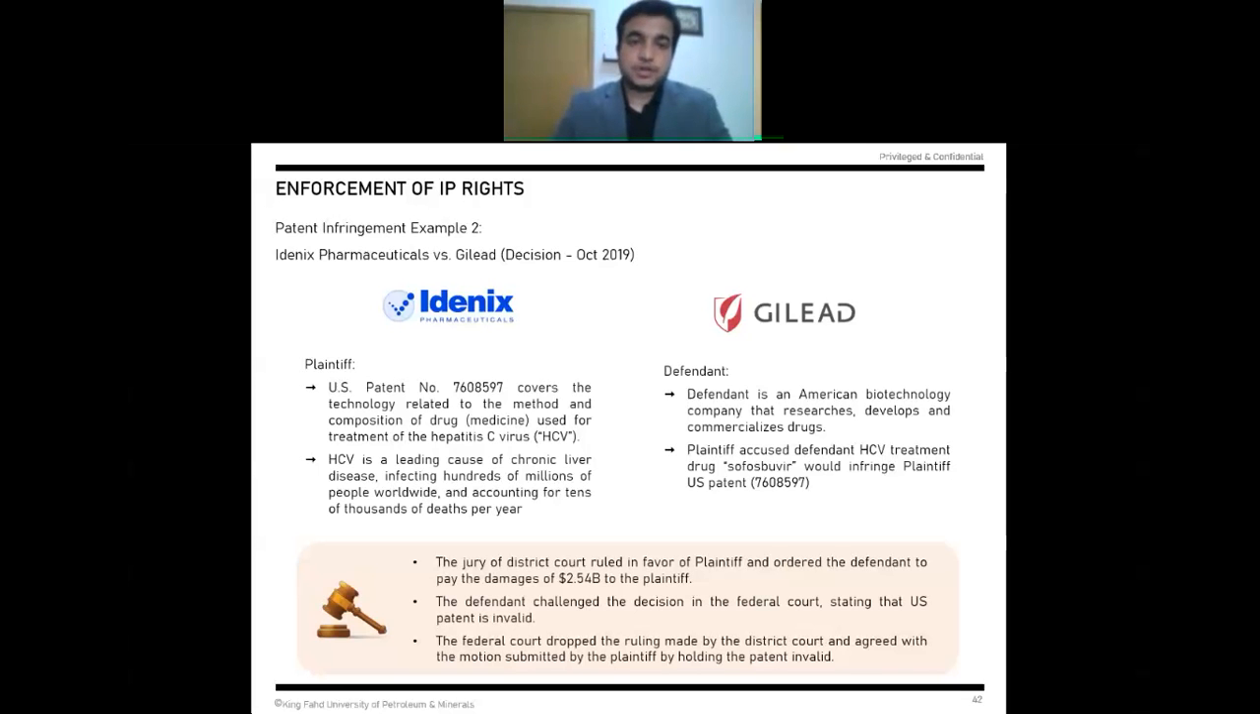So in the first example, we saw that the patent was not invalidated, and Carnegie Mellon University was able to get huge amounts of money from the infringer. Whereas in this example, we see that the patent did not hold, and it was invalidated, and hence Gilead had to pay nothing. So from these two examples, we can conclude that when you write your patent application, or when a patent attorney writes a patent application, the inventor has to ensure that the patent covers all aspects of the invention, and it's an airtight patent.